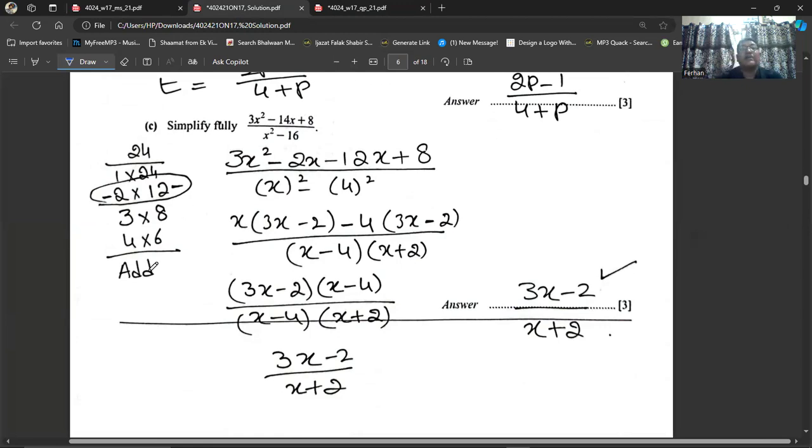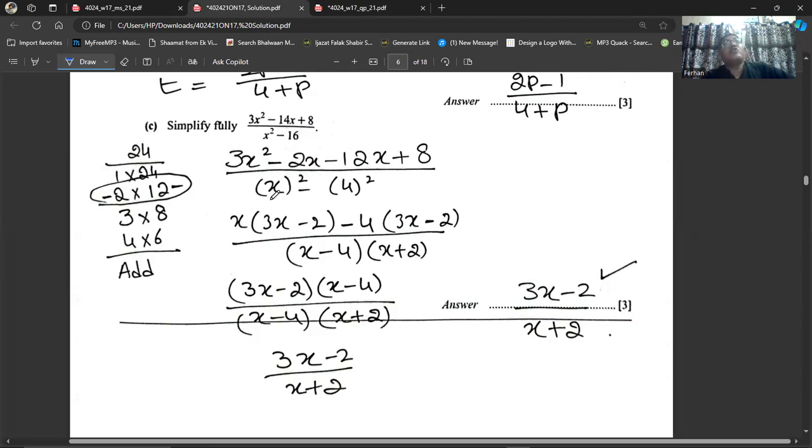So I'm looking for that pair which by addition will give me 14 and negative 14. Because when you add, you give both the terms the same sign. Either you give both of them a positive sign or you give them both a negative sign. Because we want minus 14, I will give both of them a negative sign. So in the numerator, I will write 3x squared minus 2x minus 12x plus 8. In the denominator, I will write x squared minus 4 squared.